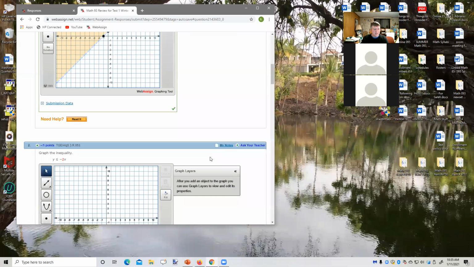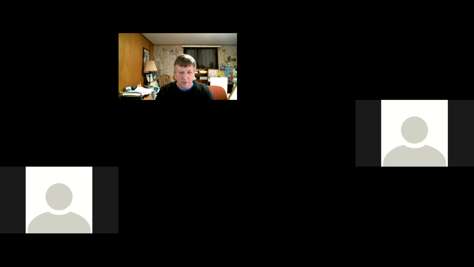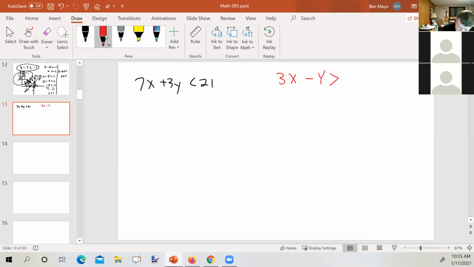All right. Next one we're going to look at is not up there on the screen. I'm going to use the grid, but it's a different equation than what's up there. So we're going to look at 7x plus 3y less than 21 and 3x minus y greater than 3. So we're going to consider the solution of those two linear inequalities.